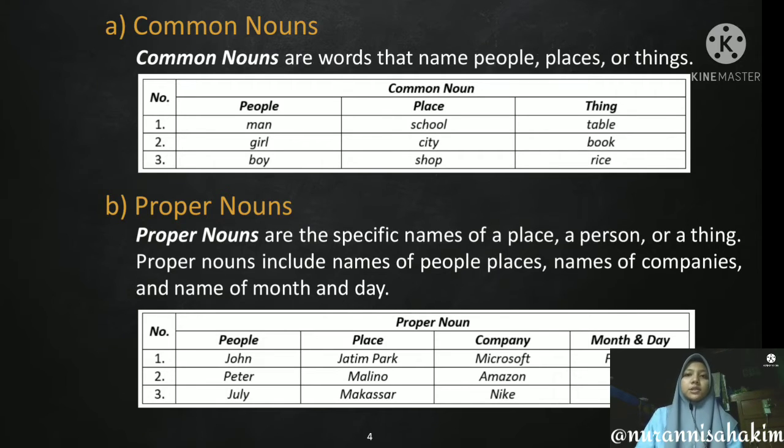B. Proper nouns. Proper nouns are the specific names of a place, a person, or a thing. Proper nouns include names of people, places, names of companies, and names of month and day. The first letter of a proper noun is always written using a capital letter, such as people, John, Peter, a place, Jatim Park, Malino, Makassar, company, Microsoft, Amazon, and Nike, and month and day, February, April, June.